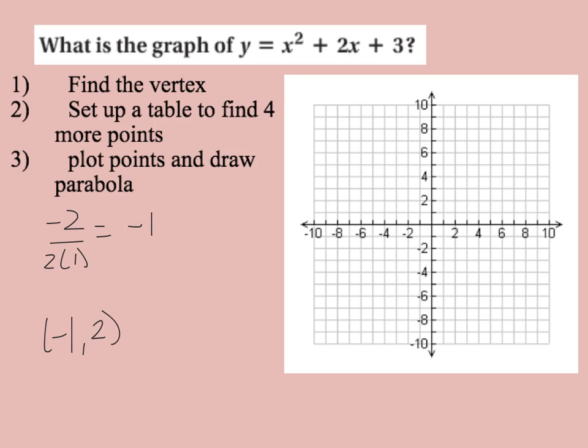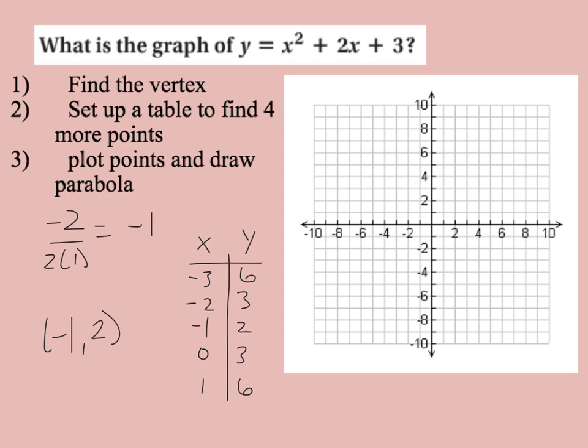So now I would want to make a table, just like you have done before, and you want to pick 2 points on both sides of the vertex. So negative 3, negative 2, negative 1, 0, and 1. And then you should fill out the table. If I plug negative 3 into my equation, you should get 6 out. If you plug negative 2 into the equation, you should get 3, negative 1, 2, 0, 3, 6.